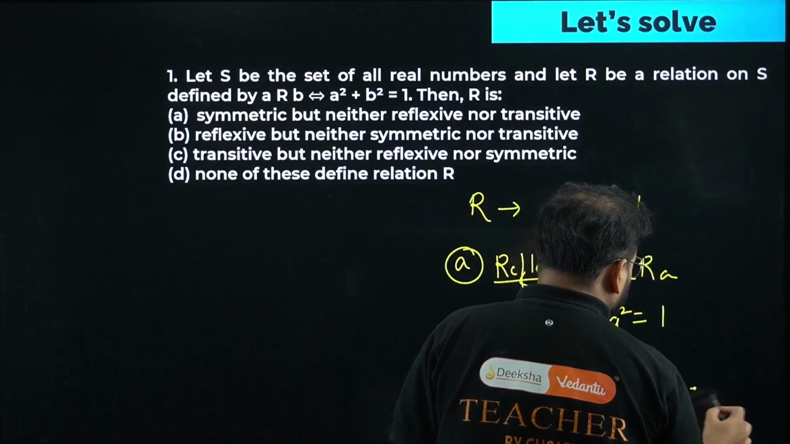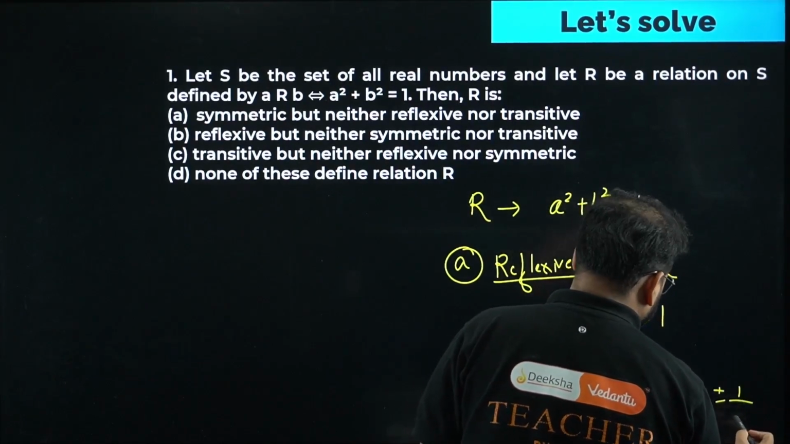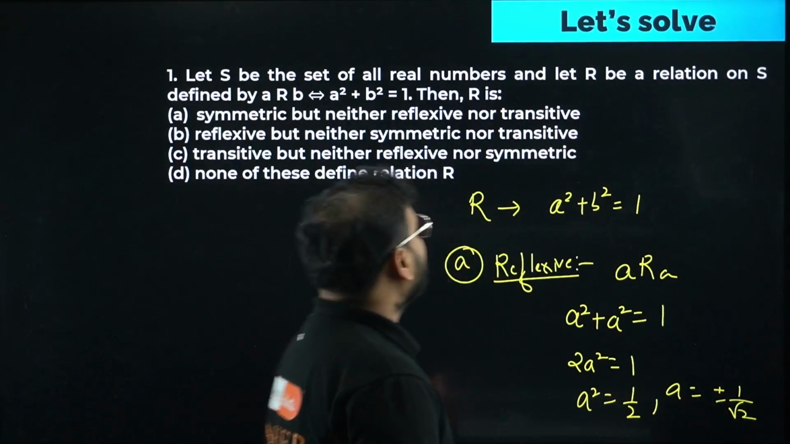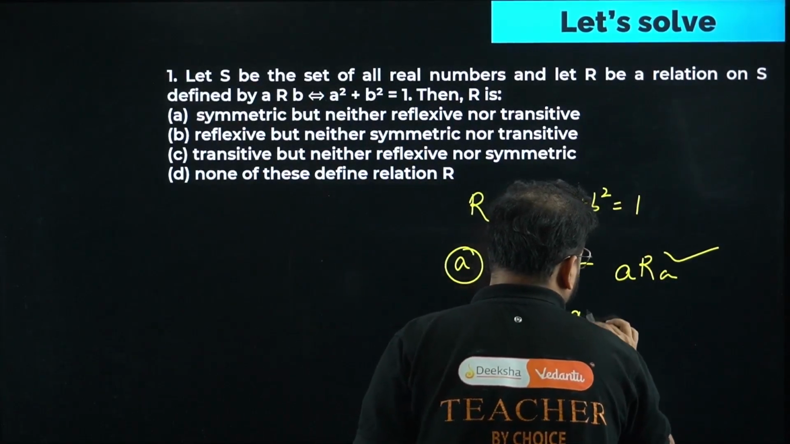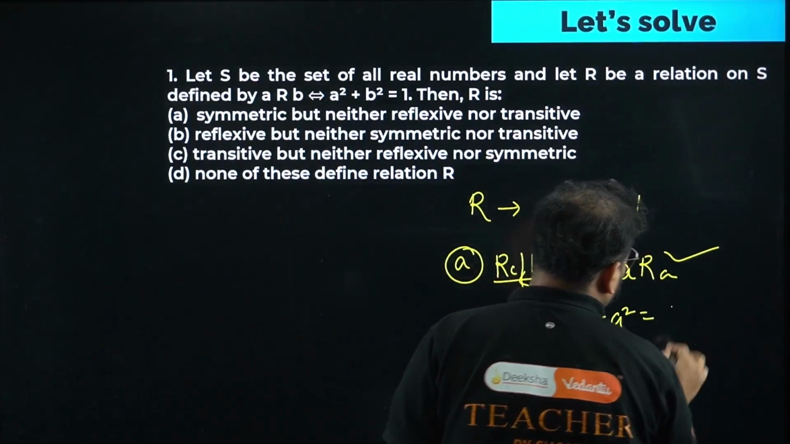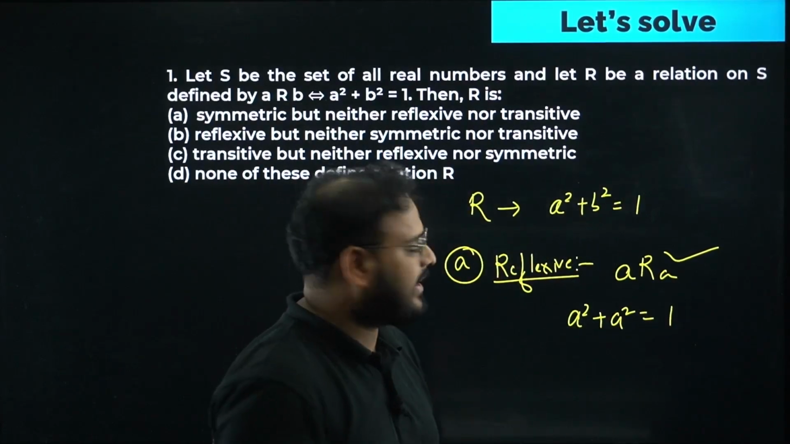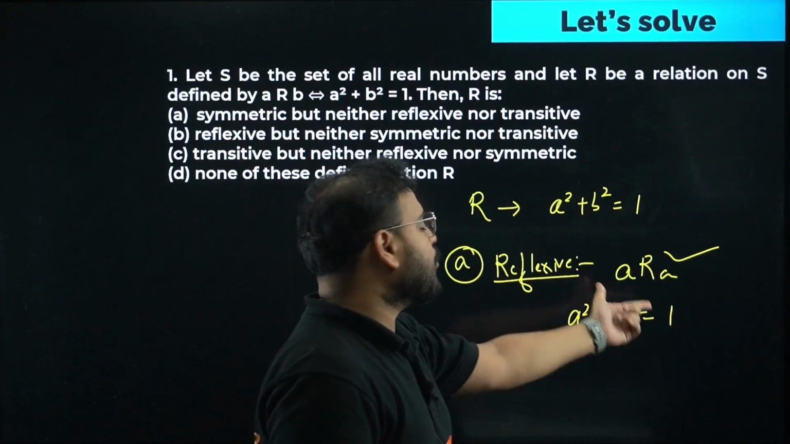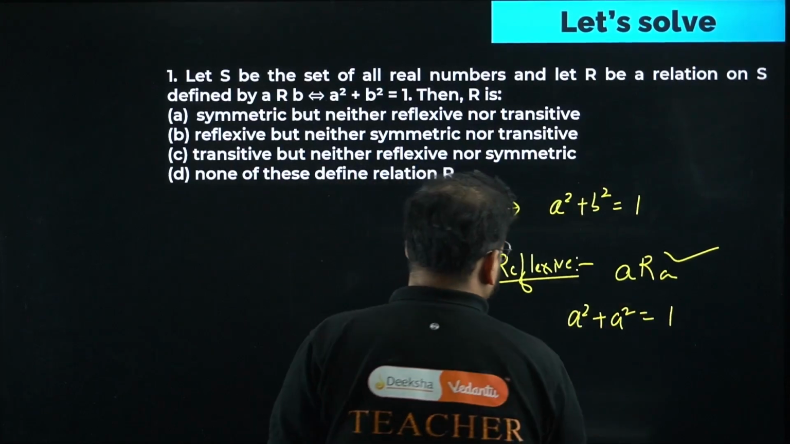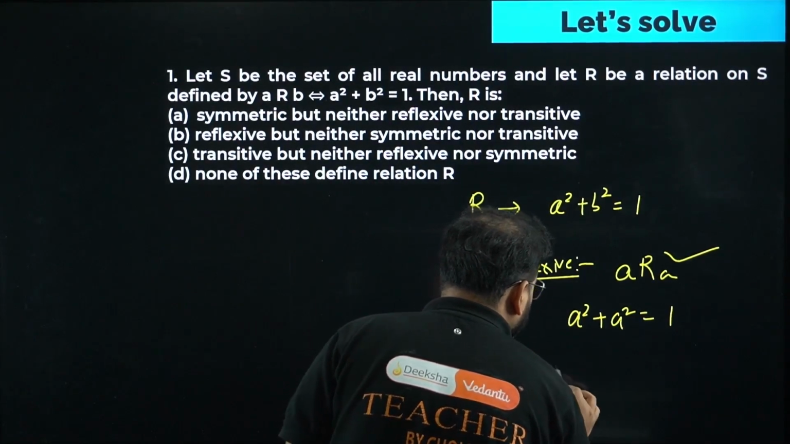So A value becomes plus minus 1 by root 2. Please check, A square plus A square equals to 1, which is not possible, right? You can take a number A as 5. You'll get the square of 5 as 25 plus 25, which will never be equal to 1. So this is not reflexive, sir. Answer is: not reflexive in nature.